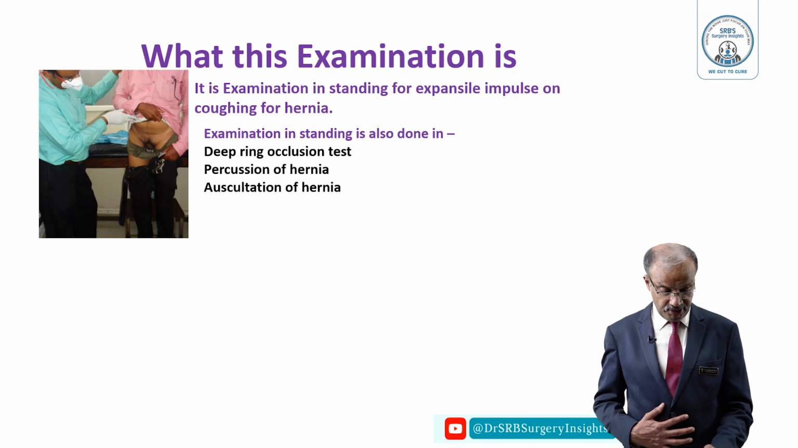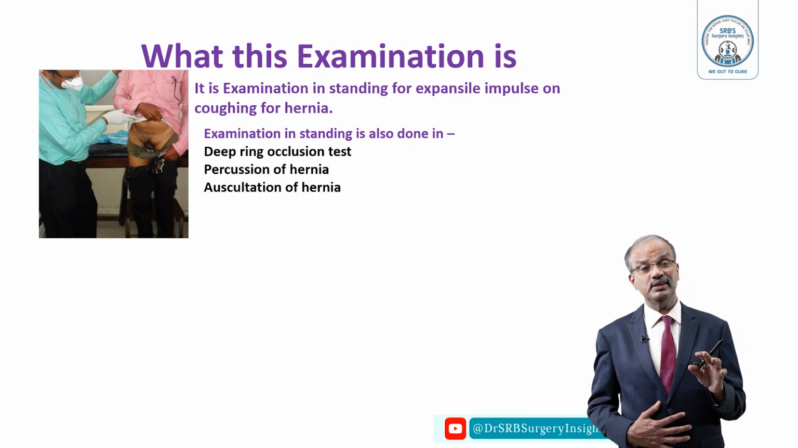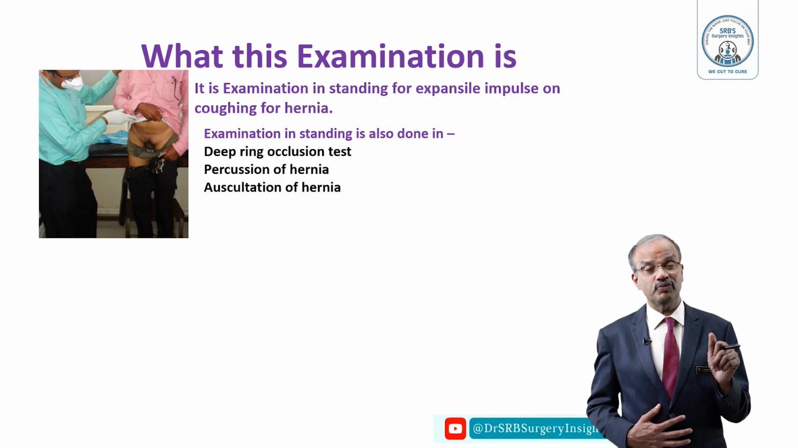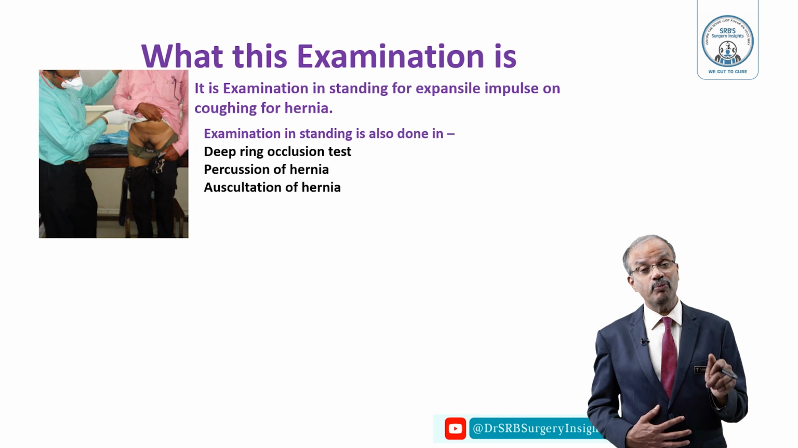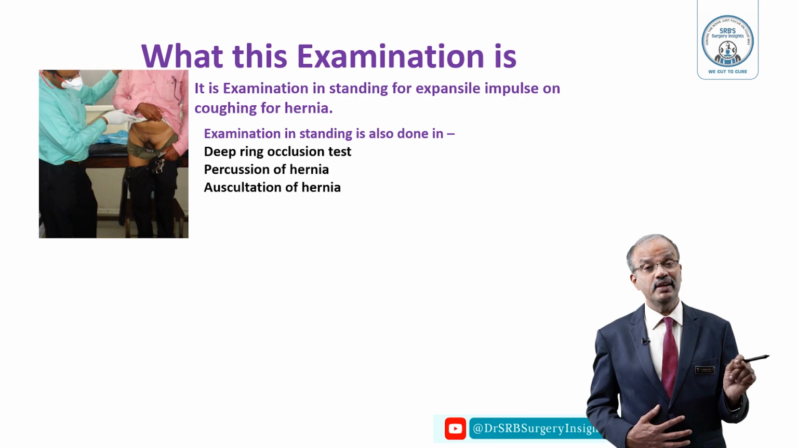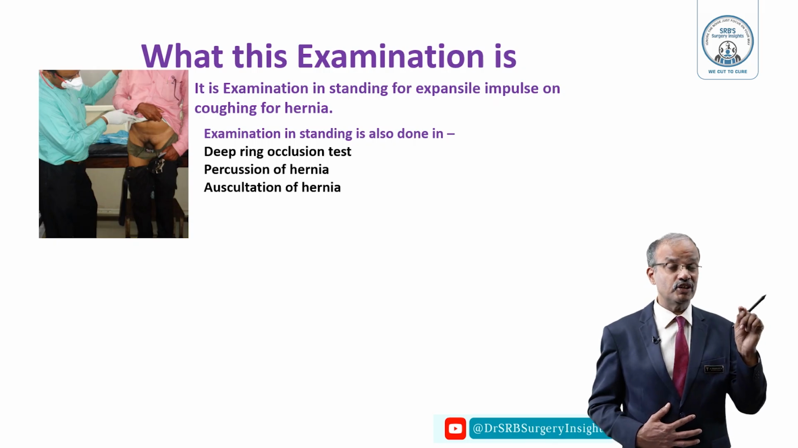Other examination in standing is called deep ring occlusion test. Initially ask the patient to lie down, reduce the content with or without assistance. Then identify the internal ring, which is the opening in the transversalis fascia just above the mid inguinal point, not the midpoint of the inguinal ligament. Mid inguinal point is between the pubic symphysis and anterior superior iliac spine. Whereas the midpoint of the inguinal ligament is between the pubic tubercle and anterior superior iliac spine. Whereas we want the mid inguinal point between the pubic symphysis medially and anterior superior iliac spine laterally.